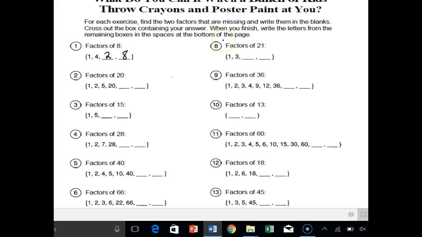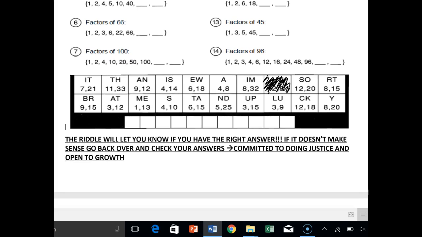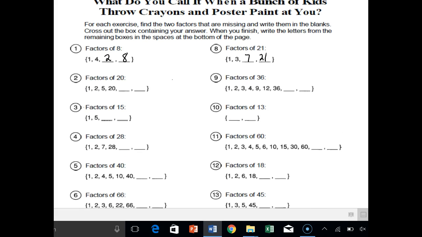Let's do number 8. What are the factors of 21? So 1 and obviously 21, and then 3 and 7. So let's go down here, find 3 and 7. 7 and 21, my fault. So cross those off. All right, so I've done 2 for you now. I'll do maybe a couple more.